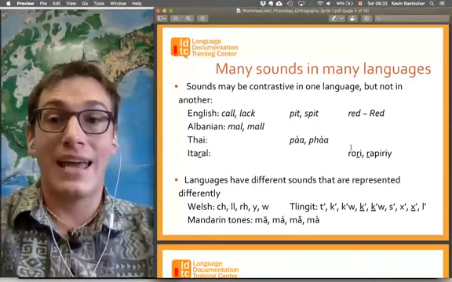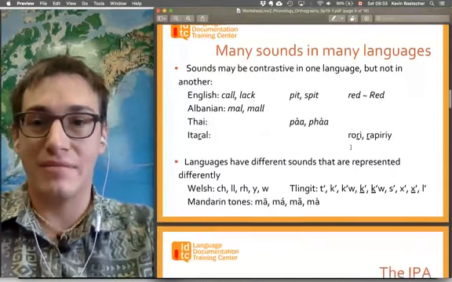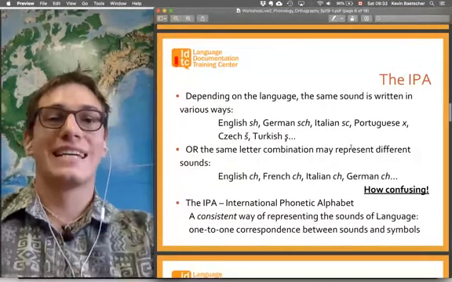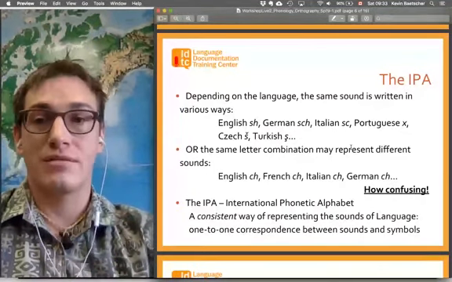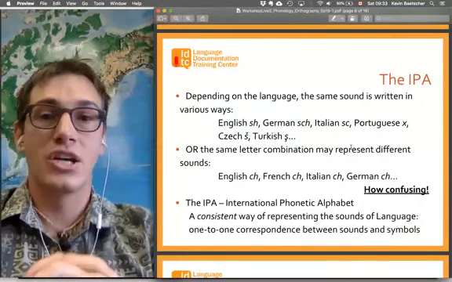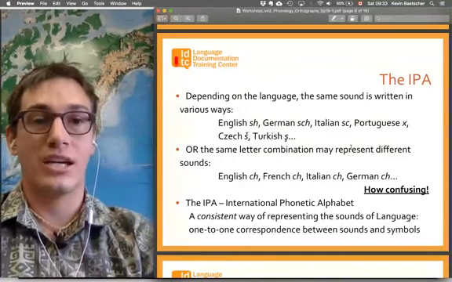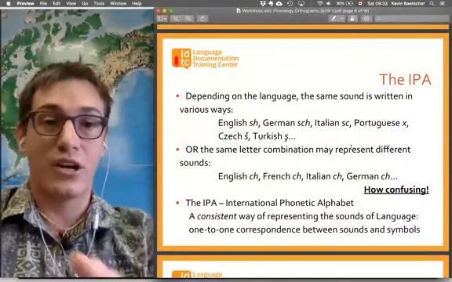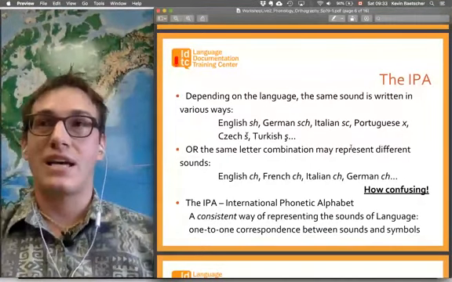So like I said, English does not have the entire palette of sounds. You're probably familiar with that if you speak other languages. Depending on the language, the same sound is written in different ways. In English, there's a digraph SH, which is pronounced sh, right? The same sound, sh, is spelled in German with SCH, in Italian with SC, in Portuguese with an X, in Czech with that, in Turkish with that. You see, across languages, there's multiple ways to represent the same sound.